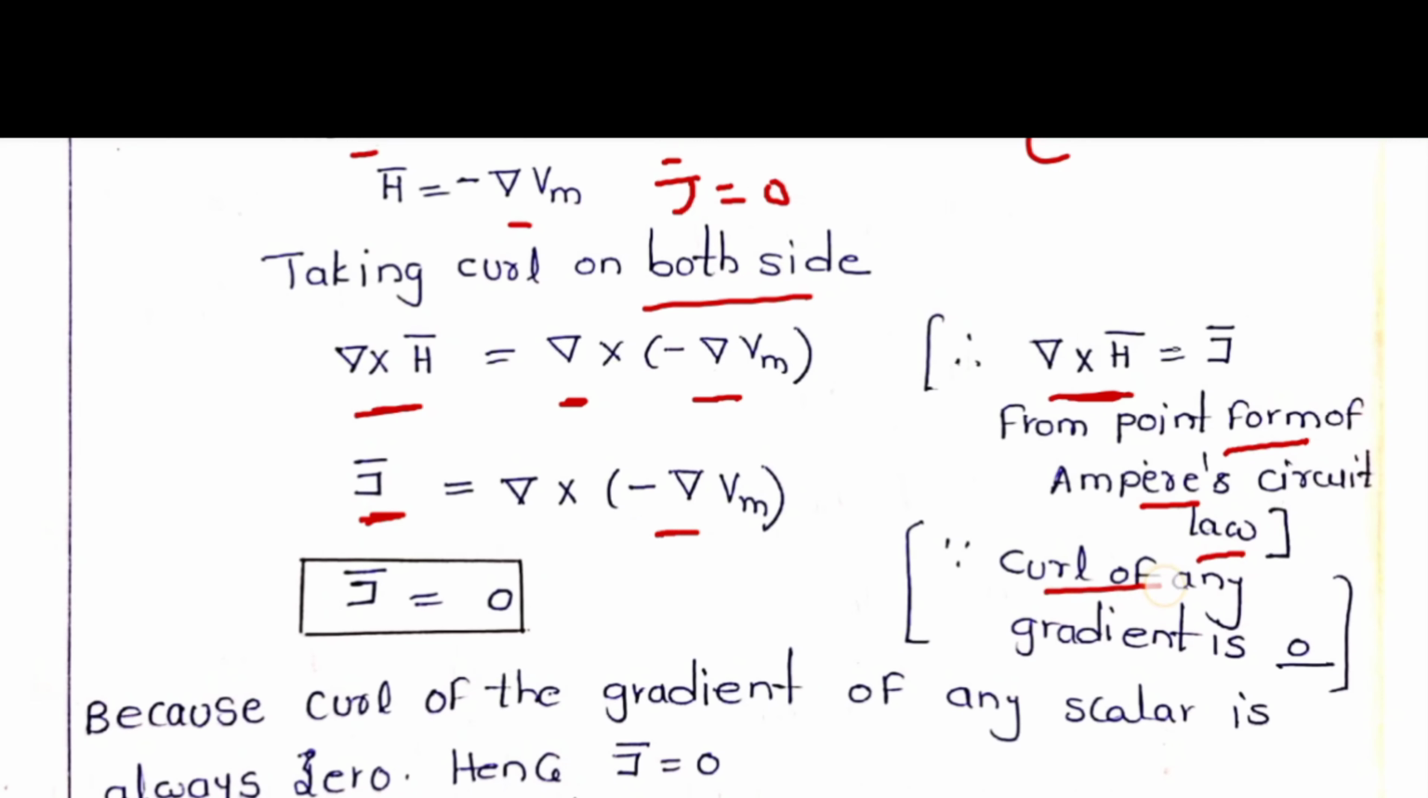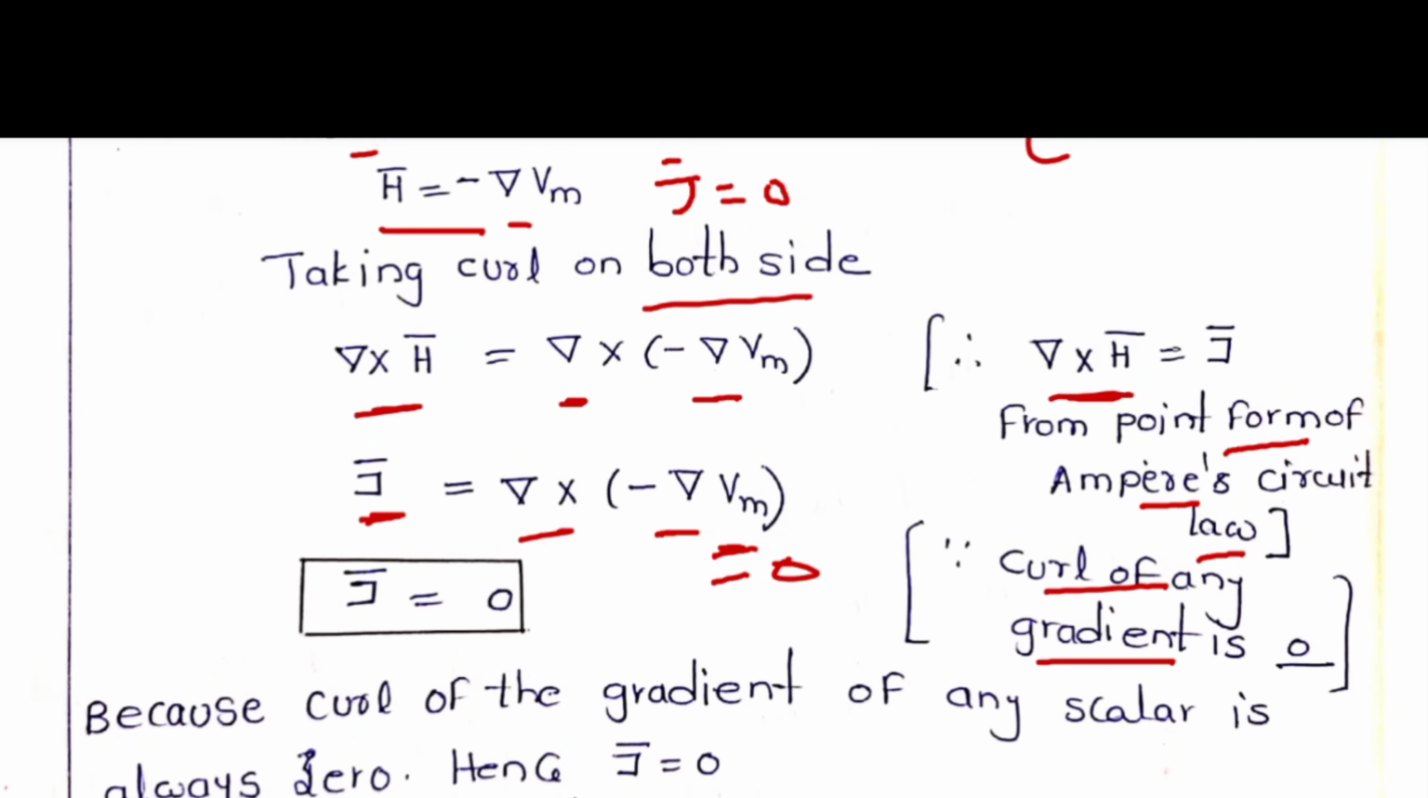The curl of any gradient is 0. I already told you del cross del V equals 0, so this becomes 0. That is one of the properties of curl. Therefore current density J equals 0. That is the condition for H equals minus del Vm: J bar equals 0.